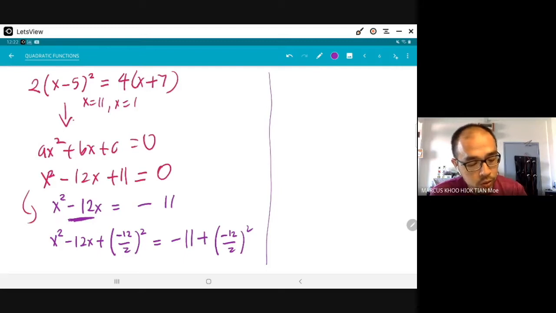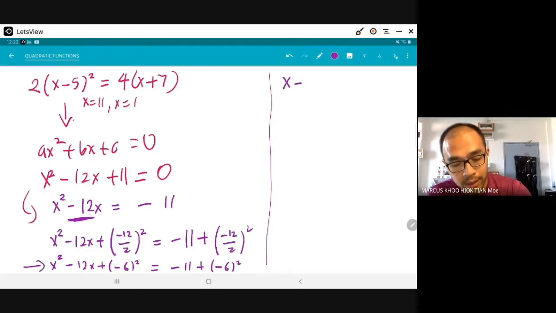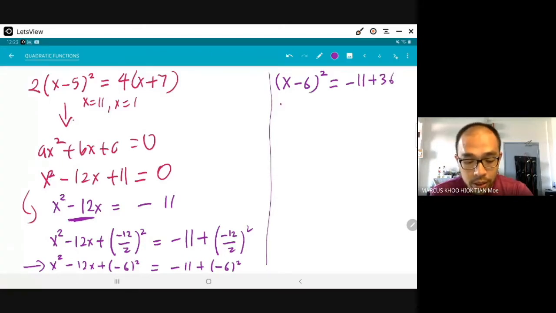Then, lepas itu sebenarnya negative 12 over 2 is actually negative 6 lah. So, kalau saya tulis ini balik, x squared minus 12x plus negative 6 squared equals to negative 11 plus negative 6 squared. So, when I compress this one, I will get x minus 6 the whole thing squared equals to negative 11 plus 36. Okay, so x minus 6 squared equals to negative 11 plus 36, 25, yeah.